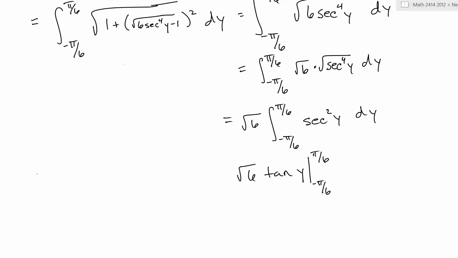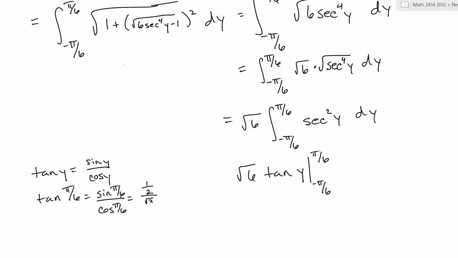You remember the tangent of y is the sine of y over the cosine of y. So the tangent of pi over 6 is just going to be the sine of pi over 6 over the cosine of pi over 6, which is equal to 1/2 divided by the square root of 3 over 2. When you simplify that, that's going to be 1 over the square root of 3. And tangent of negative pi over 6 is, tangent being an odd function, just going to be the negative of 1 over the square root of 3.